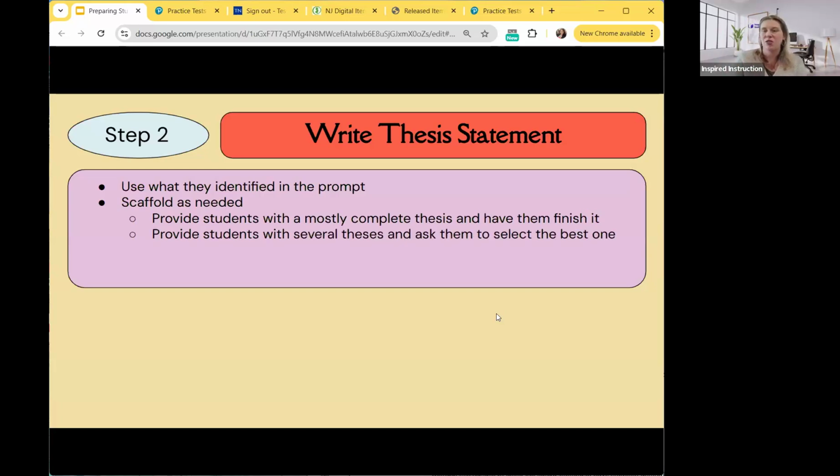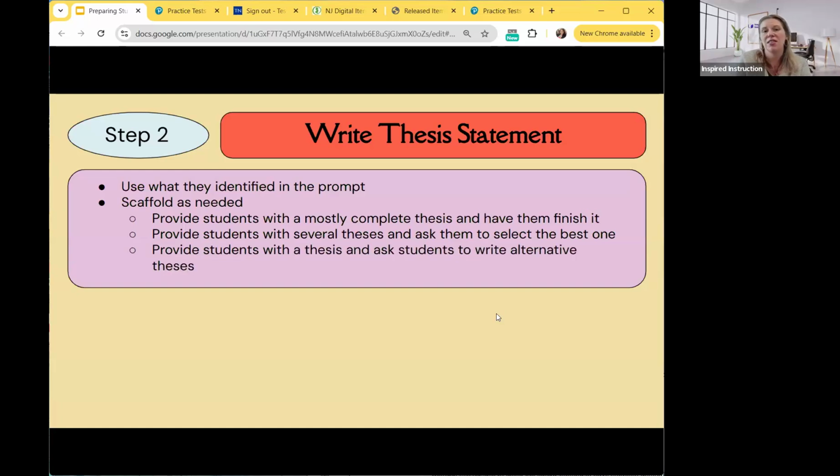You can provide students with several thesis statements and ask them to select which would be the best one if this was my essay topic and I was asking you to write an essay on this. Which thesis would you choose? And again, you could use something like the distractor sheet, where they have to explain why they would choose this thesis and how it supports what's being asked of them in the prompt.